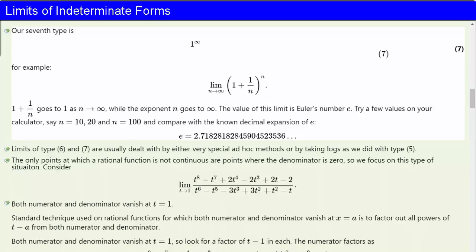The term inside the parentheses, 1 plus 1 over n, goes to 1 as n tends to infinity, while the exponent n goes to infinity. This is a classic limit which we will eventually discuss in excruciating detail, and the value of this limit, surprisingly, is Euler's number e, the base of the natural logarithms. You should try a few values on your calculator, say n equals 10, 20, and 100, and compare what you get with the known decimal expansion of e. The sequence converges very slowly.